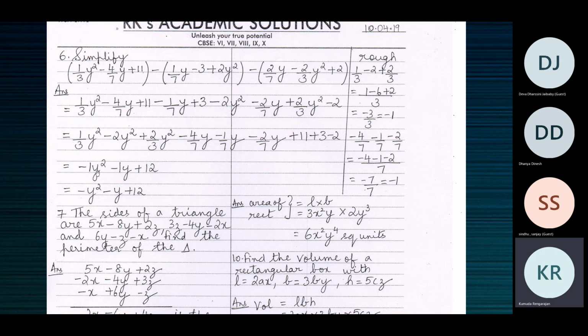You need to write y square as it is. What is the value of 1 by 3 minus 2 plus 2 by 3? That's what we've worked out here, which is minus 1. So minus 1 y square.